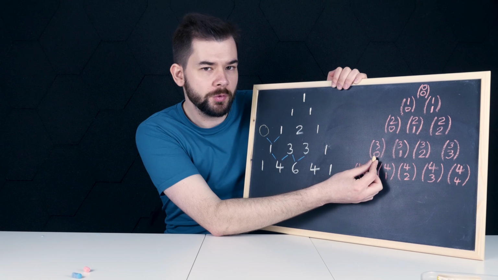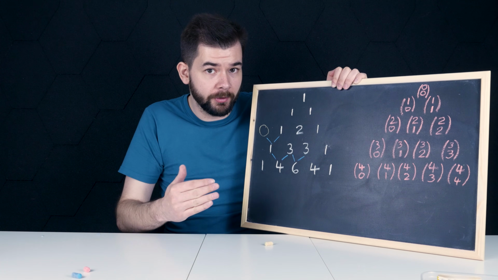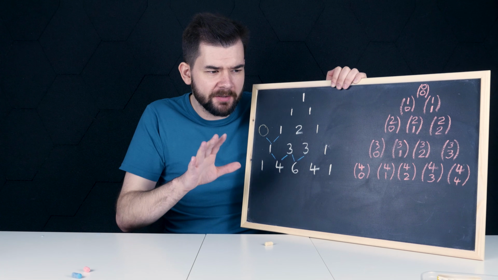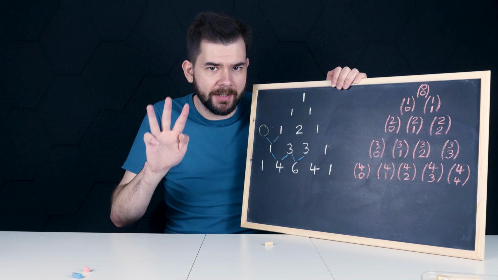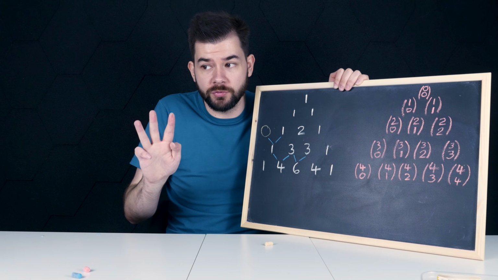So 3 choose 0 is 1, and in fact anything choose 0 is 1. And why is that? Because that means you take 3 objects and you want to choose 0 of them. Well, there's only one way to do it. You choose none of them.